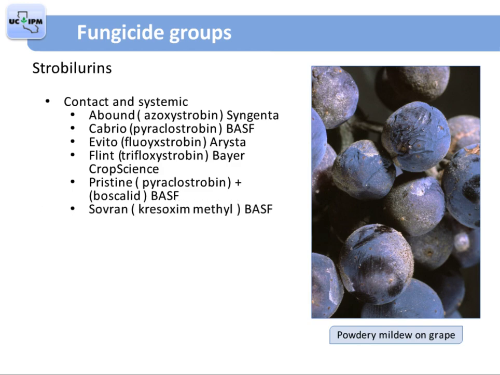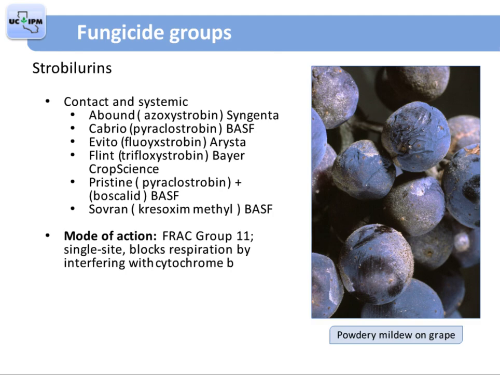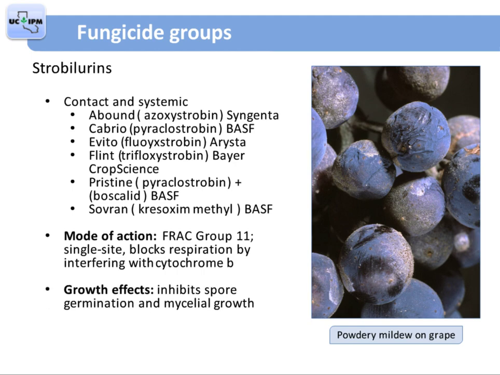The mode of action for this group, FRAC 11, is single-site and blocks respiration by interfering with the cytochrome b complex. This is a different mode of action from other classes. Strobilurins inhibit spore germination and mycelial growth. There is no effect on sporulation. The risk of resistance is high. Each one of the classes of chemistries that we've looked at so far attacks the fungus at a different locus, and that is why it is best to rotate products, before resistance develops, and especially after.